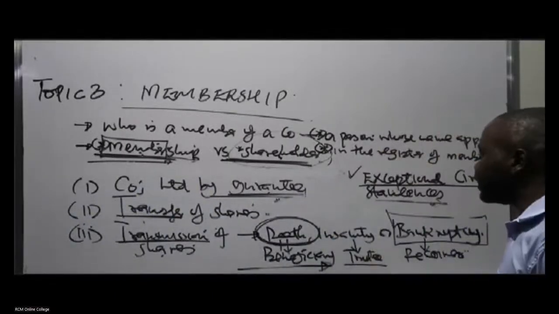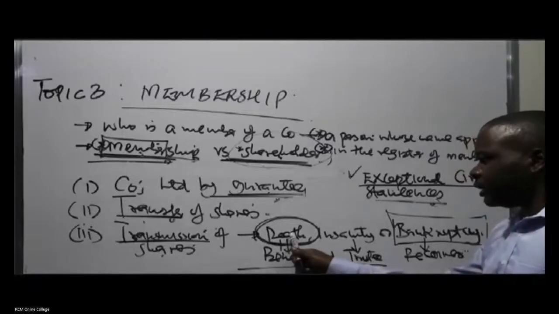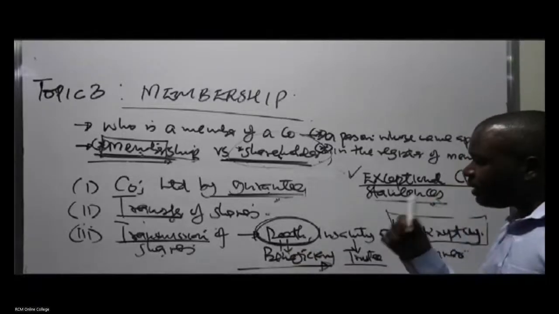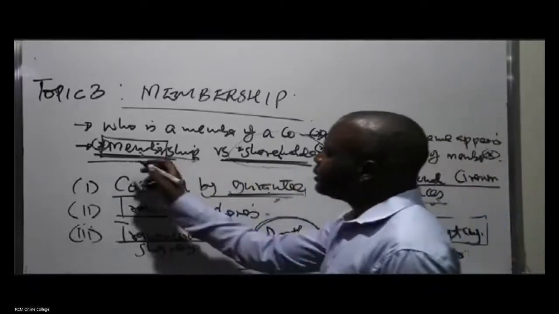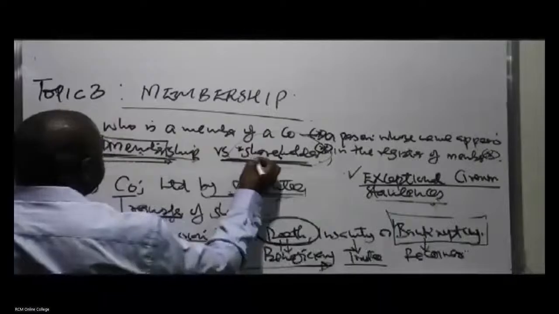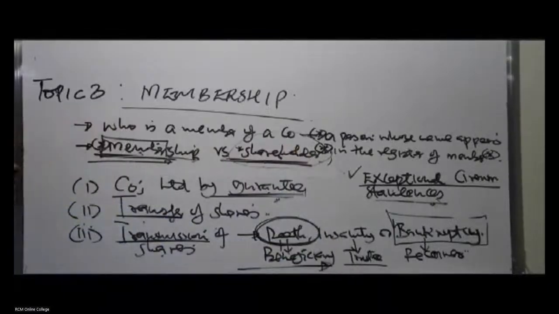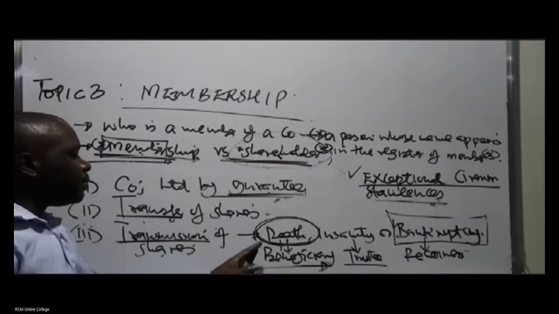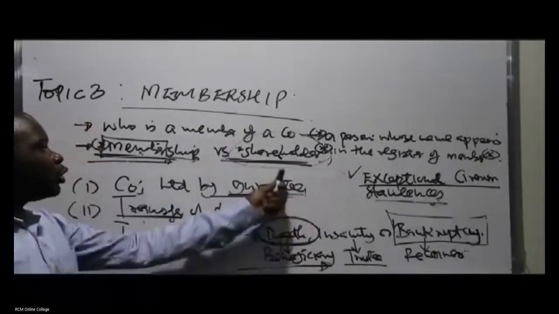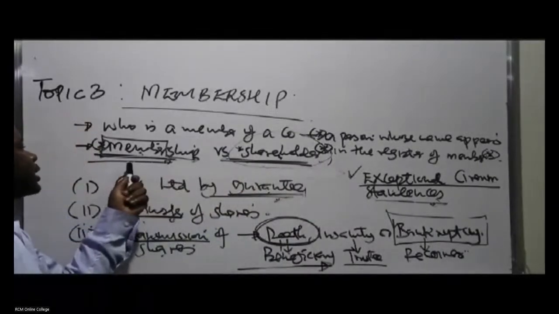In this case, the name of the dead person is still appearing there, but he has already lost the shares. So you can see there's still membership, but of course the shareholding has already been lost. So that's another circumstance whereby you might realize that one is just a member of the company and is not a shareholder, or vice versa. Like you can see the parties at the receiving end, they're just shareholders, but their names are yet to be included in the register of members.